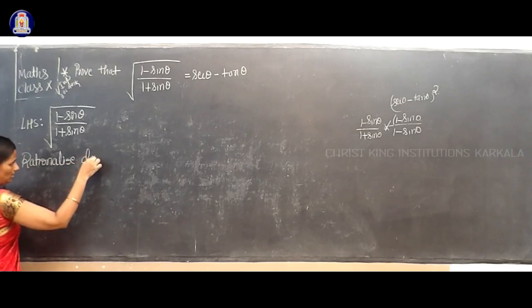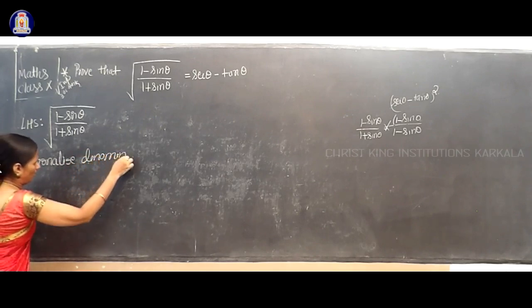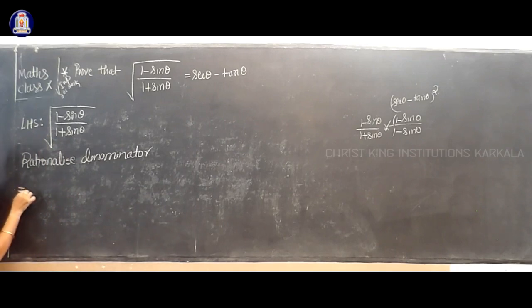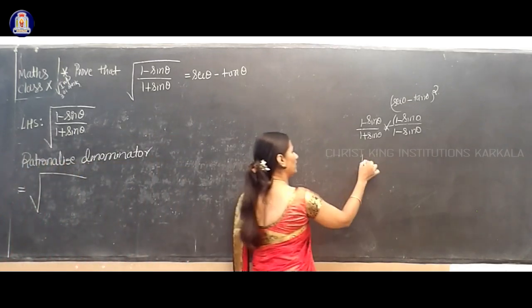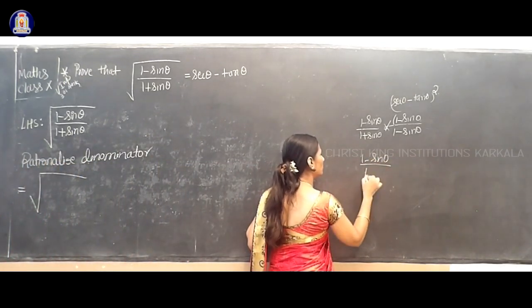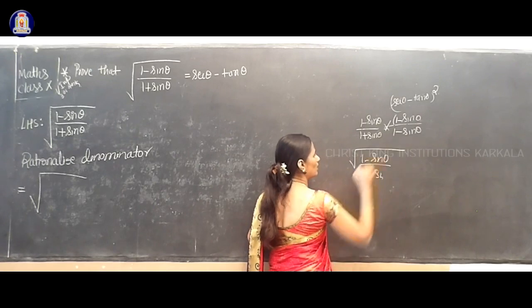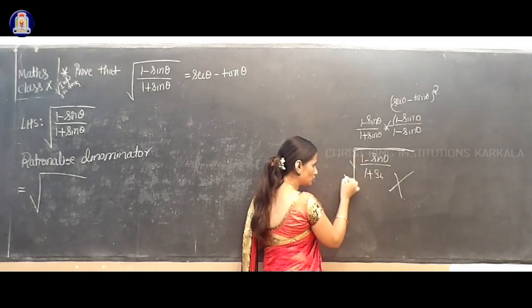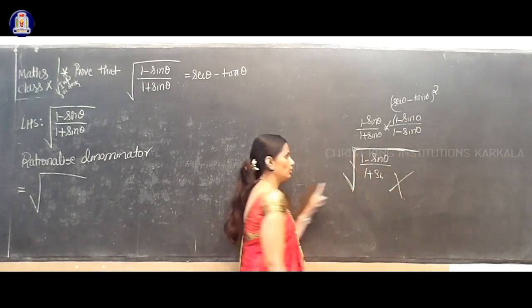Rationalize the denominator. So now that is equal to under a square root. The square root must be for these two, so both numerator and denominator are under this square root. Don't write it like this, with 1 minus sin theta divided by 1 plus sin theta and the square root only over part of it. That is wrong. The square root must cover both the numerator and the denominator.